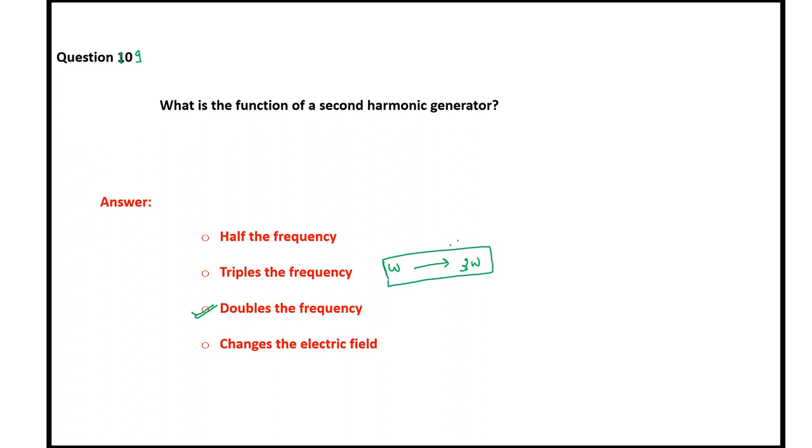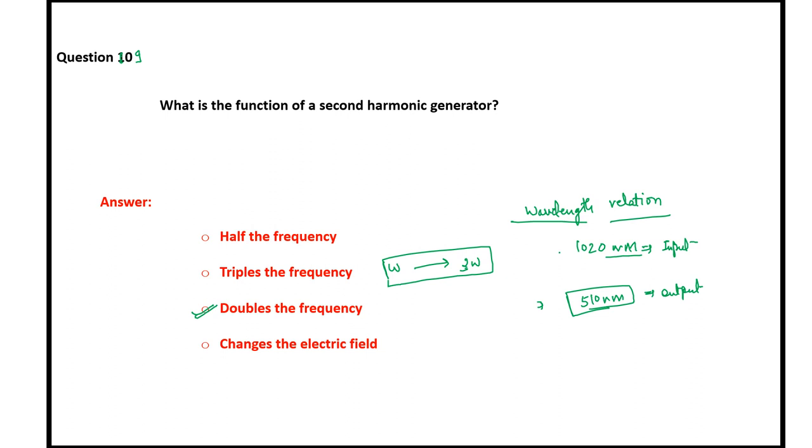So if we talk about the same second harmonic generation in terms of wavelength, can you predict what would be the relation? Our wavelength will become half. Yeah. So suppose I give an input beam of 1020 nanometer wavelength, what will I get as the output? 510 nanometer. Yeah. So that would be around 510 nanometer. Okay. So your answer is correct.